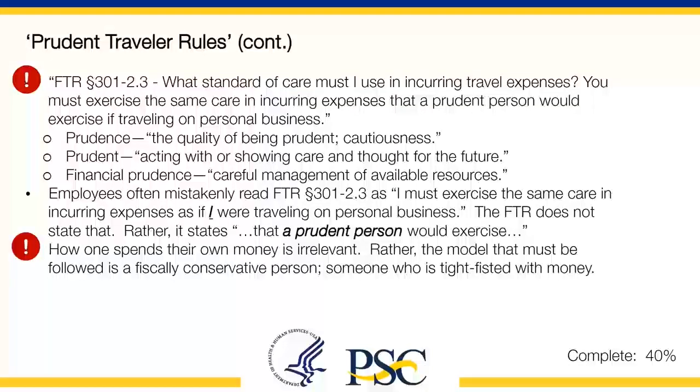Employees often mistakenly read FTR Section 301-2.3 as: I must exercise the same care in incurring expenses as if I were traveling on personal business. The FTR does not state that. Rather, it states that a prudent person would exercise. How one spends their own money is irrelevant. Rather, the model that must be followed is a fiscally conservative person, someone who is tight-fisted with money.